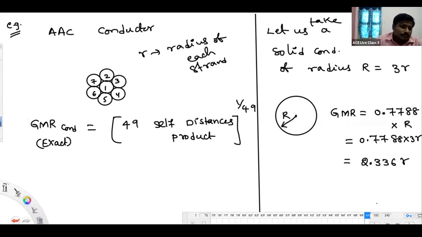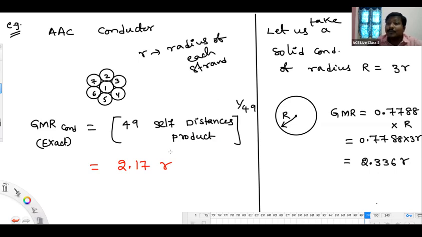Listen. You may be confused now. All of you, stop writing. Listen. You have taken 49 self distances for this stranded conductor. That product to the power 1 by 49 may come like 2.17 times the smaller r. If you do this, you may get the GMR value like 2.17 times small r.